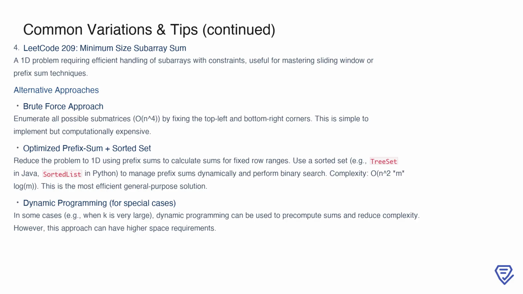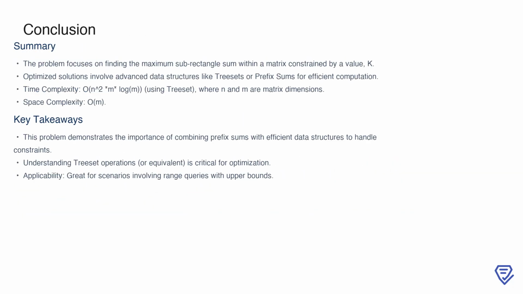Finally, dynamic programming can sometimes be used in special cases, such as when k is very large. This approach pre-computes sums to save computation time but may require more memory. Each of these methods has its strengths and trade-offs, so understanding when to apply each is crucial. That wraps up our discussion of LeetCode problem number 363, max sum of rectangle no larger than k. We've covered the problem requirements, walked through efficient approaches, and highlighted key takeaways.